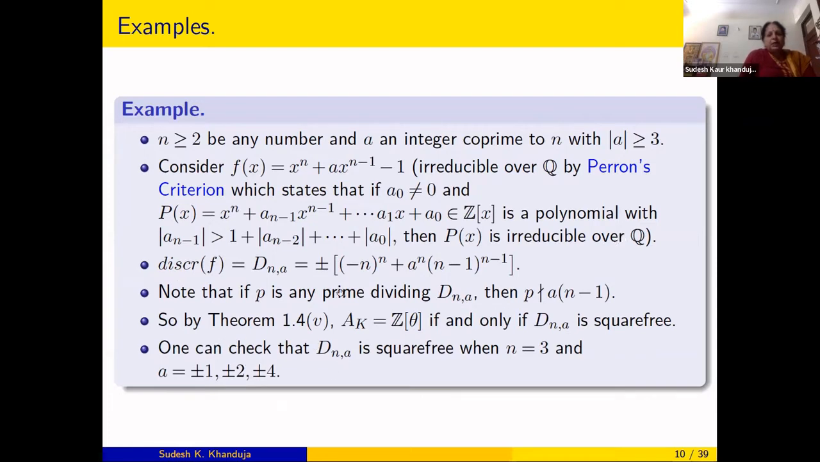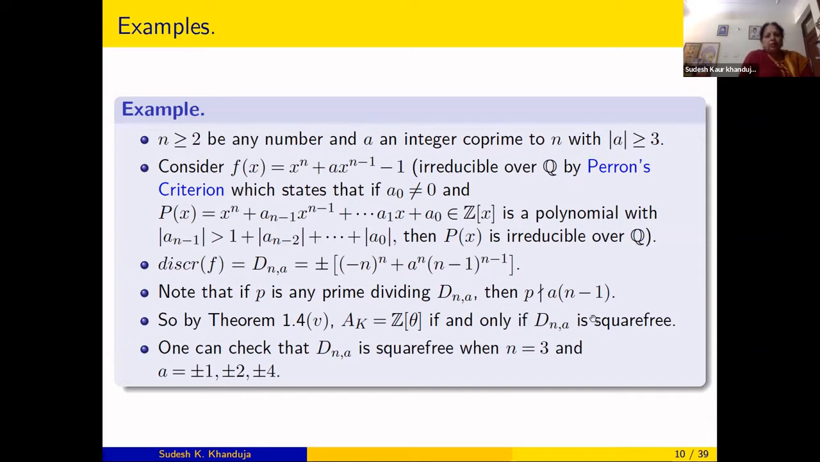Note that if p is any prime dividing the discriminant of the polynomial f(x), the special kind of trinomial f(x), this is irreducible by Perron's criterion, because here the second term is mod a, and mod a we have taken to be greater than 1 plus, that is, mod a is greater than or equal to 3.